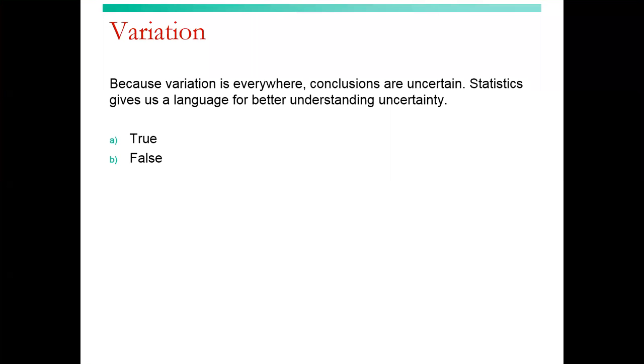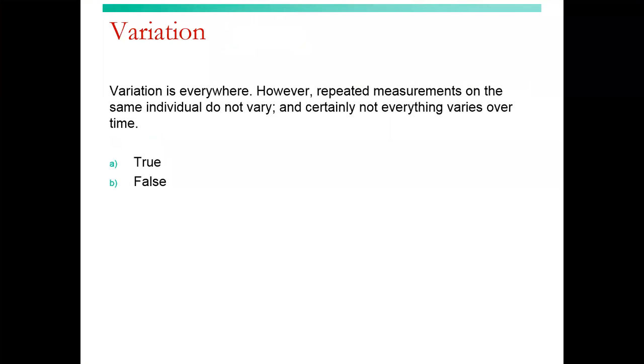Because variation is everywhere, conclusions are uncertain. Statistics gives us a language for better understanding uncertainty. That is true. Variation is everywhere. However, repeated measurements on the same individual do not vary, and certainly not everything varies over time. That's false.